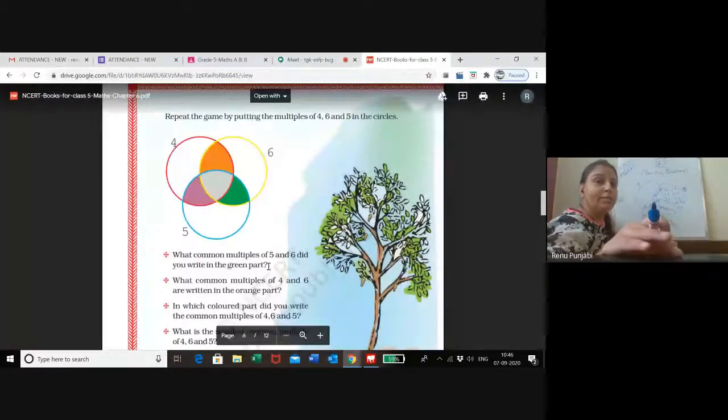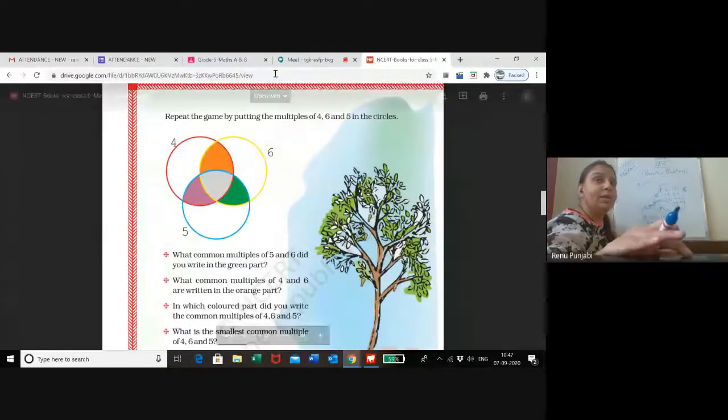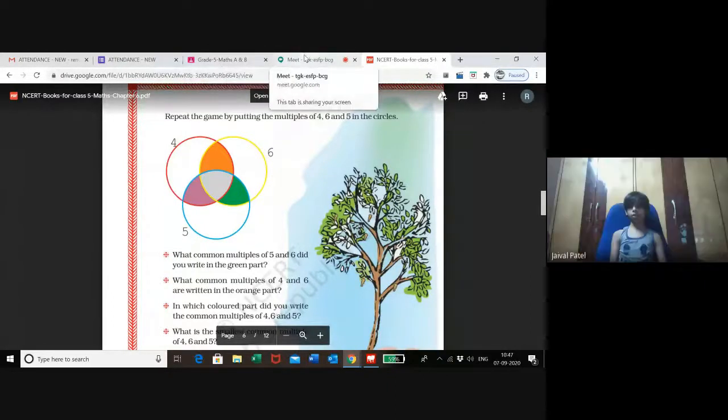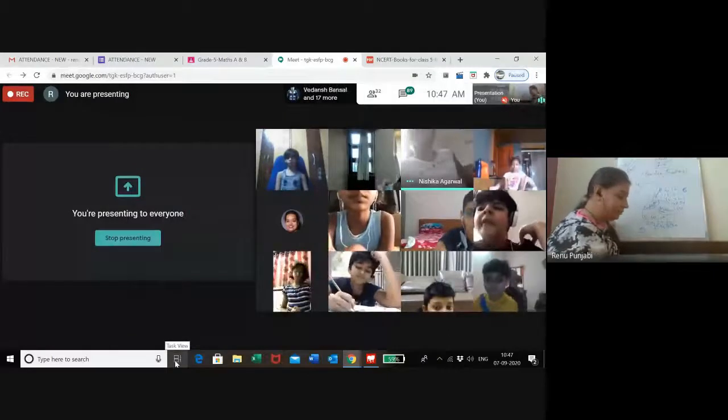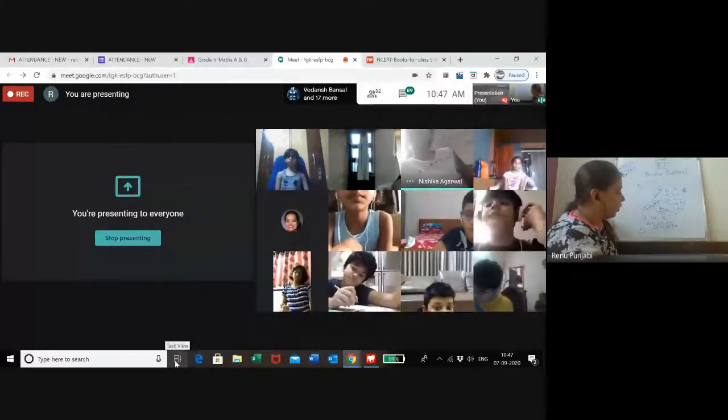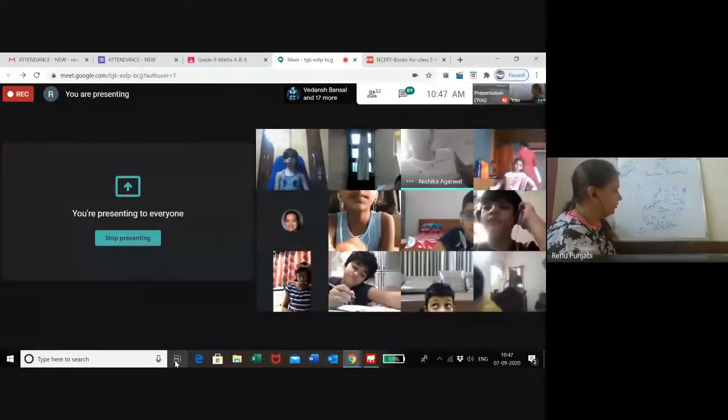Write the common multiples of 5 and 6. Did you write in the green part? Where will you write? Green part. Yes, so this is the green part in your books. So which are the common multiples? Can you please tell me?